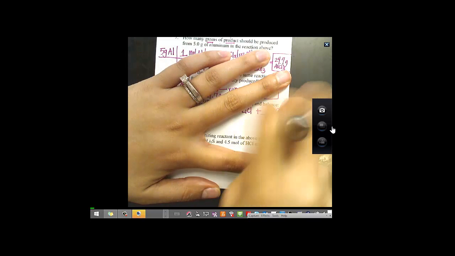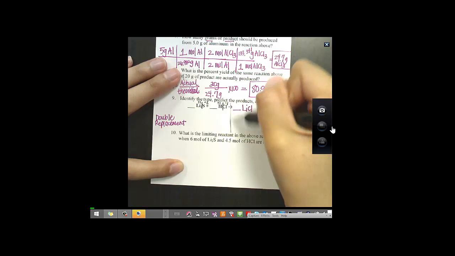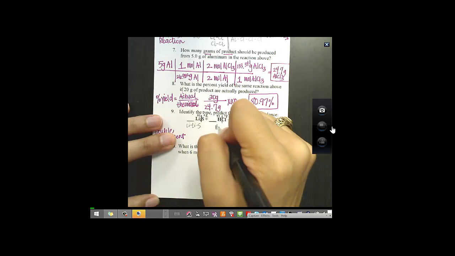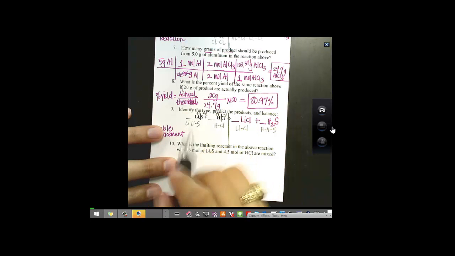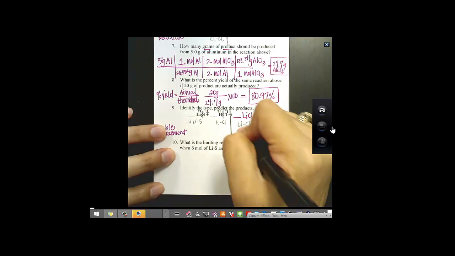Okay, I'm going to erase that so I'll have some space. So then I need to balance this reaction. So I'm going to divide my reaction at the reaction arrow. I have Li2S, HCl, LiCl, and H2S. So I can draw out everything that I can see. I have 2 lithiums on the left, 1, 2, and only 1 on the right-hand side, so I need 2 of them.